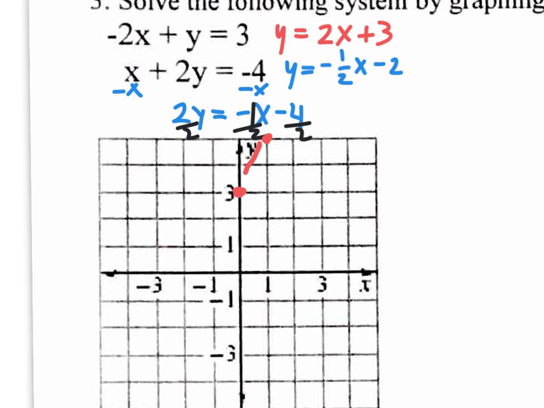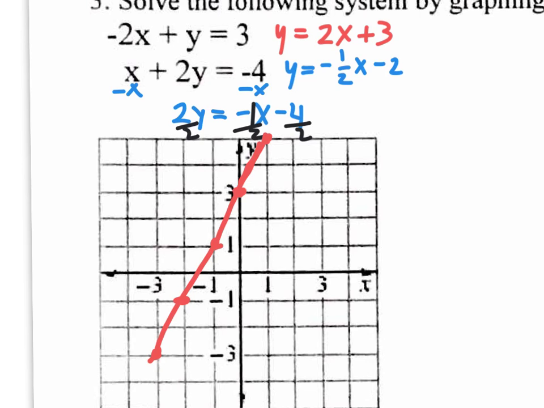So far I only have this line right here. If I want to extend it, I need to use that slope pattern, but backwards. So maybe instead of going up 2 over 1, let's go backwards, over 1, down 2, over 1, down 2. And put a dot right here, and over 1, down 2, over 1, down 2. And you can make the line as long as you want. So we have this line right here, going through those points. And let's do the blue line now.